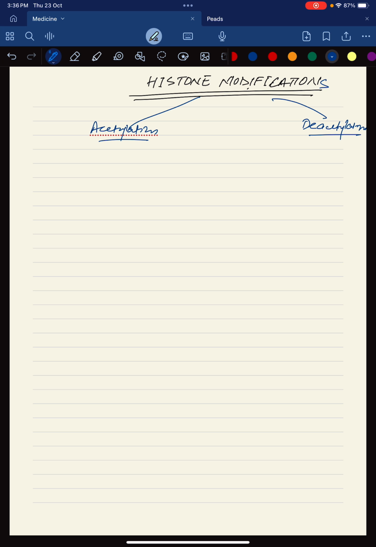First we need to know again what histones are, right? The features to remember: histones are basic proteins. The base is mainly present. The basic amino acids which are present are lysine and arginine.